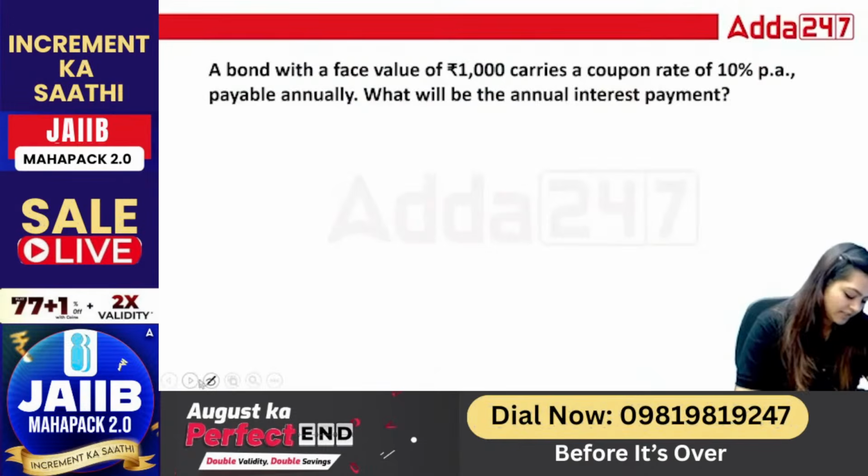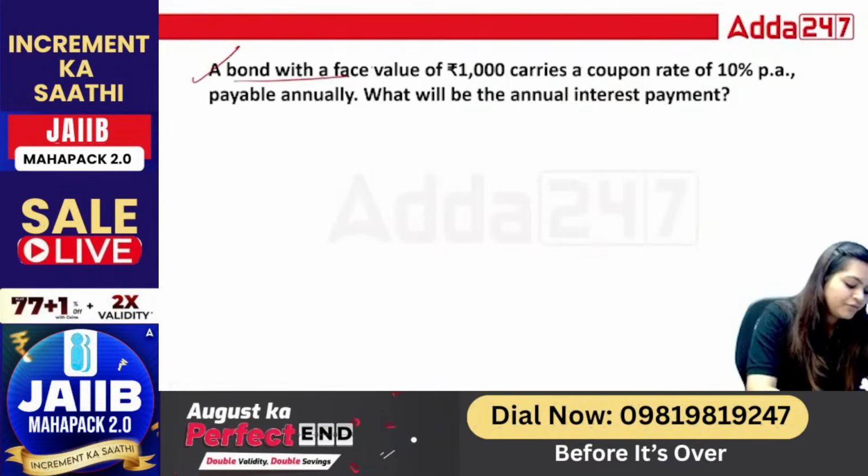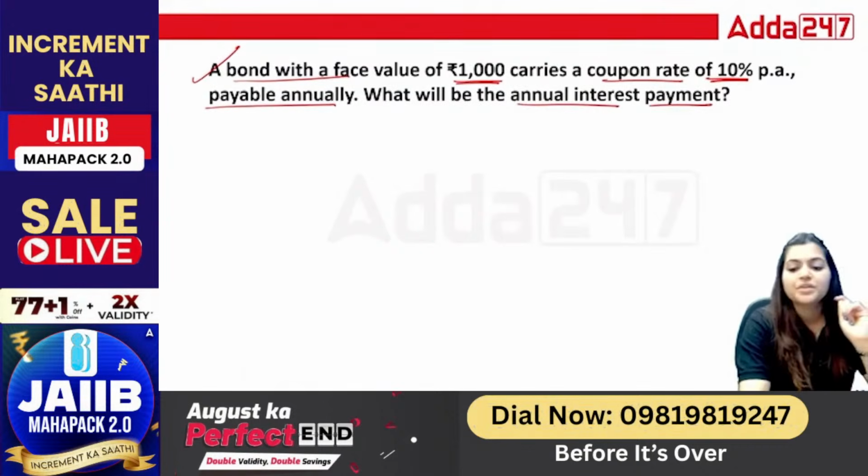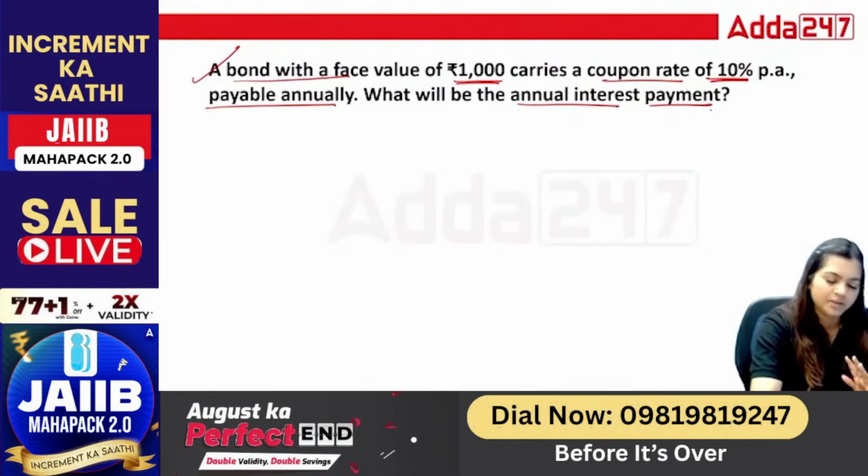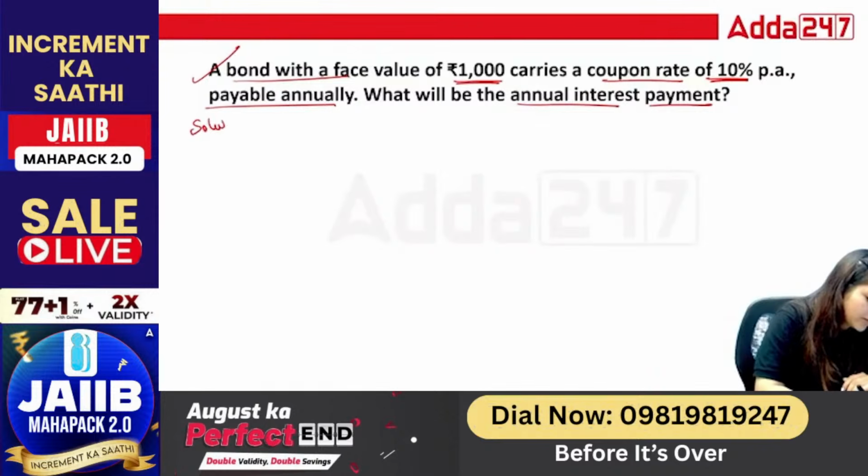So let's start this. A bond with a face value of 1,000 carries a coupon rate of 10% per annum payable annually. What will be the annual interest payment? Here you need to calculate just the interest payment. This one is the simple one. So everyone tell me your answer.